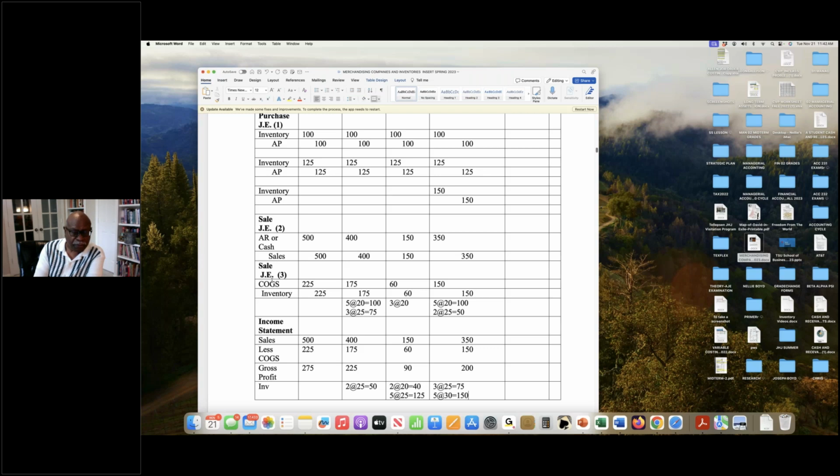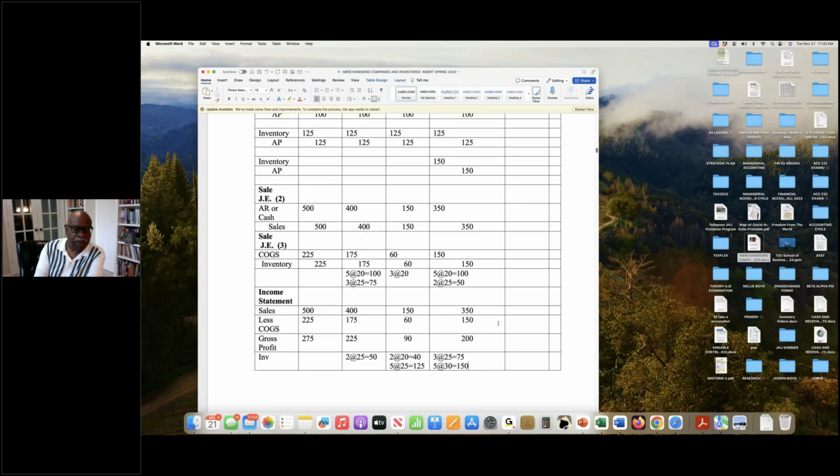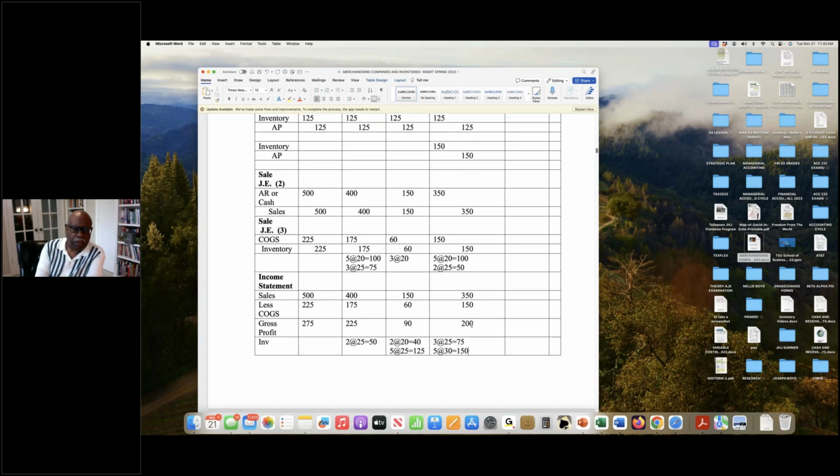We make those journal entries, and then we prepare our income statement. So we're just concentrating on the inventory. Eventually, we'll get to a problem where we will tie it all together in terms of a regular problem. Any questions? Any further questions?